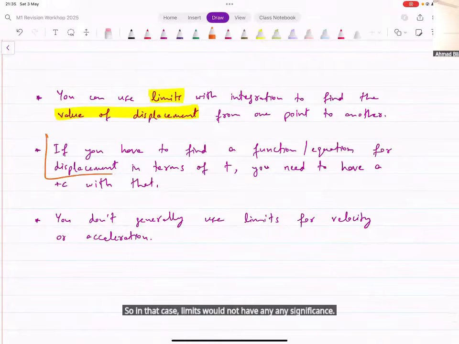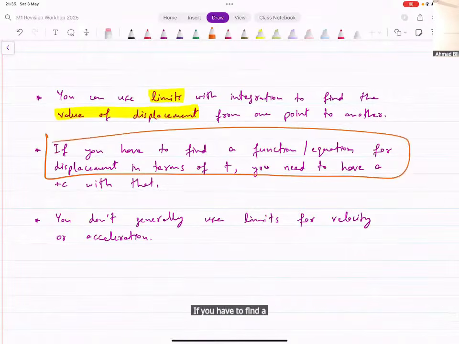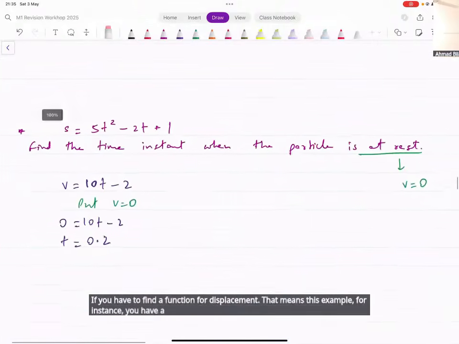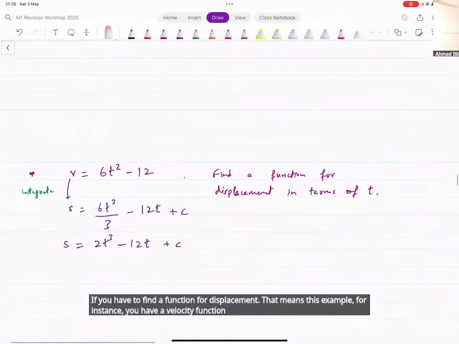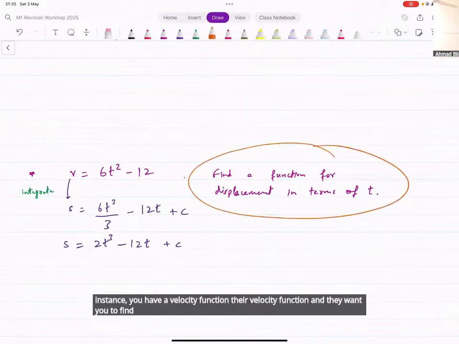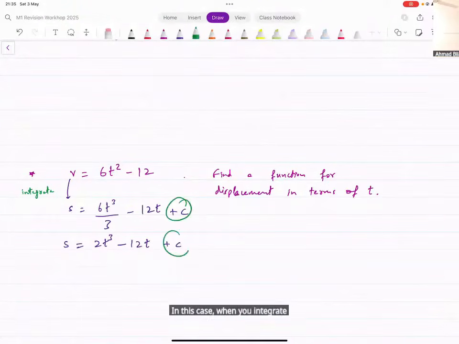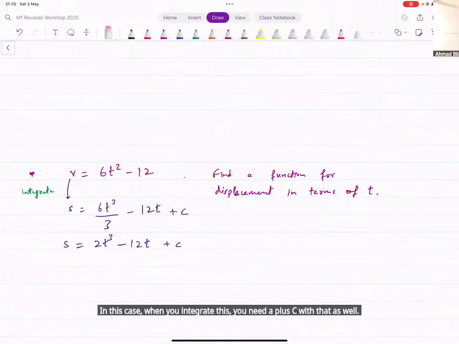If you have to find a function for displacement, that means, in this example for instance, you have a velocity function, and they want you to find a function for displacement in terms of t, an equation for displacement in terms of t. In this case, when you integrate this, you need a plus c with that as well. Okay, in this case, you need a plus c.